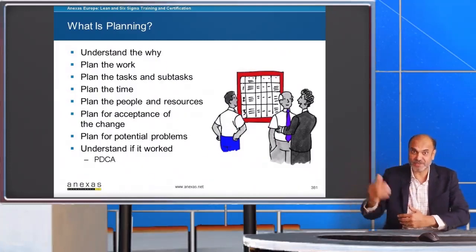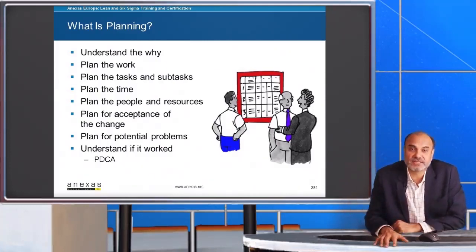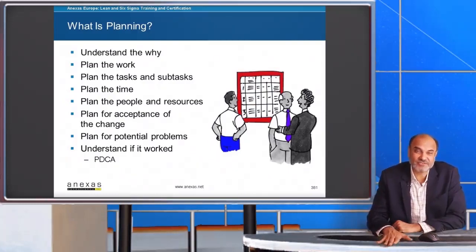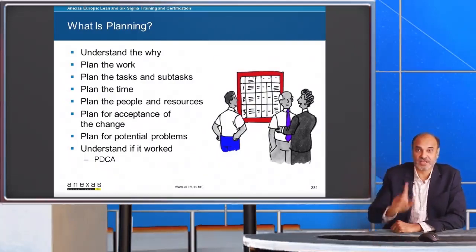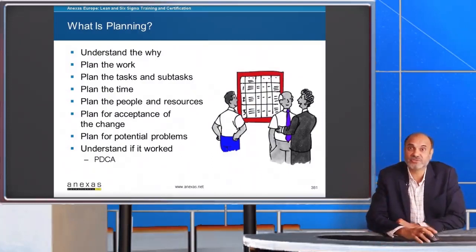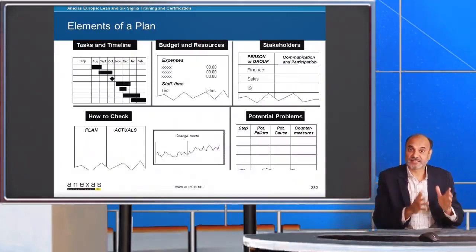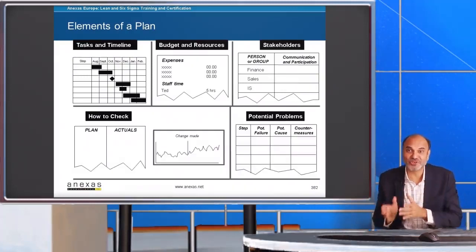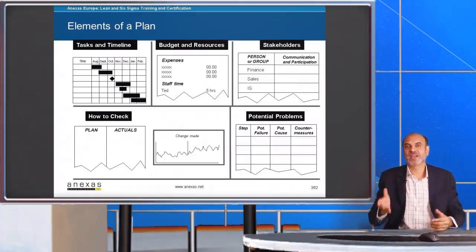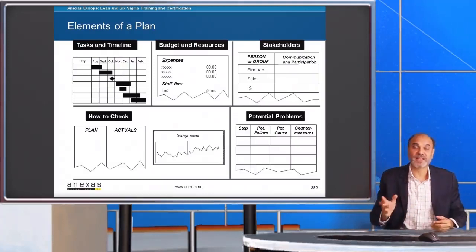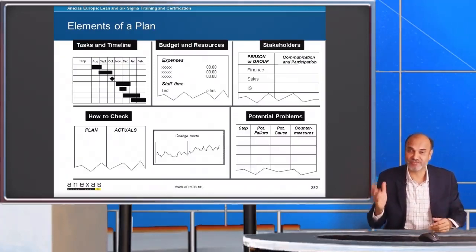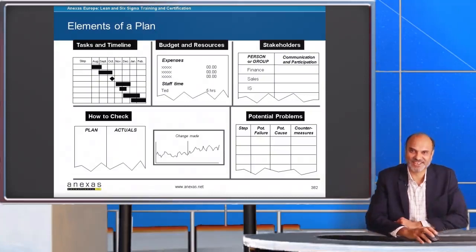We'll be using FMEA. And then also understand whether whatever we planned, whatever we implemented, has really worked or not. Here we will use PDCA: plan, do, check, act. So these are the elements of a plan: tasks and timelines, budget and resources, stakeholders, then how to check, and then finally potential problems, that is FMEA. Let us see one by one.